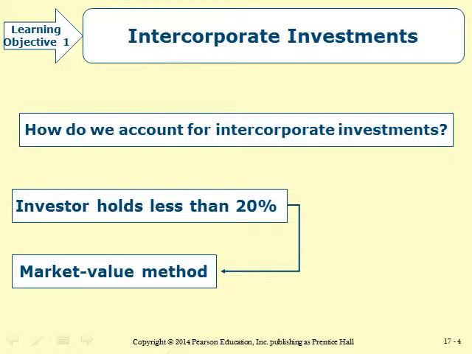An investment in less than 20% of the common stock of another company normally requires the market value method. An investor using the market value method shows the investment on its balance sheet at market value, also called fair value. Companies also often call such investments marketable securities in the financial statements. So if company A owns 20% or less of company B, they would account for this using the market value method. So less than 20%, market value method.